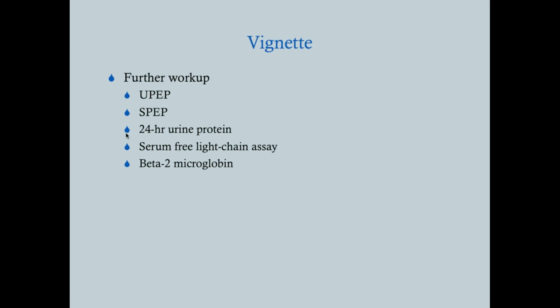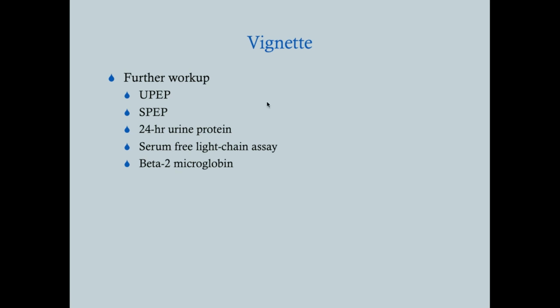We're going to get a urine protein electrophoresis, a serum protein electrophoresis. We want to get a 24-hour urine protein. Why? Well, because he had a trace proteinuria. We don't necessarily know the extent of that. It's possible to have a trace proteinuria, but have actually more protein in the urine than we detect on dipstick. So we want to get a 24-hour urine protein because it is much more definitive as far as determining how much protein we actually have in the urine.